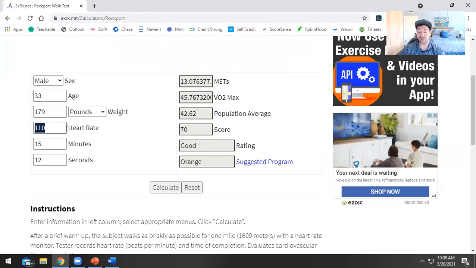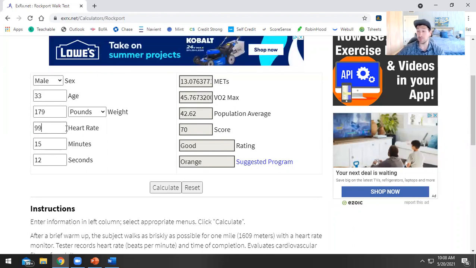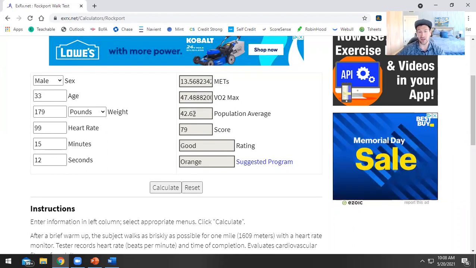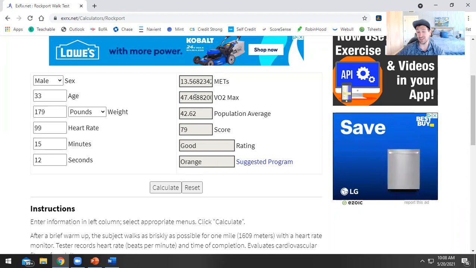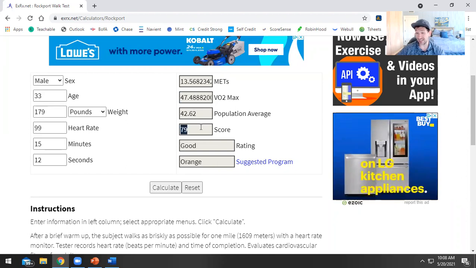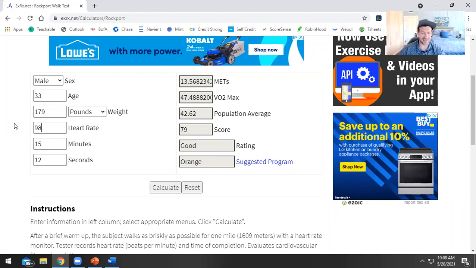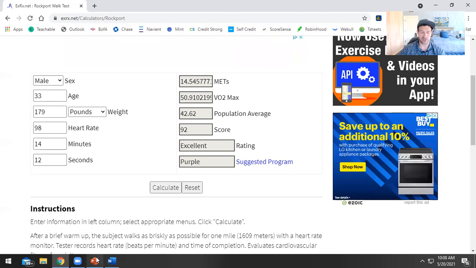They scored pretty darn well. But let's say their heart rate was even lower. Let's say it was like 99 beats per minute, right? Well, now their VO2 max went up to like 47.79. That's pretty darn good. Let's see, if I made it 98, I think that'd pop us up to 80. Yep, score of 80. That's still only good, huh? What about 14 minutes? There we go. So that gives us an excellent rating. This is like a world-class athlete, right? VO2 max of 50. They're able to consume lots and lots of oxygen.